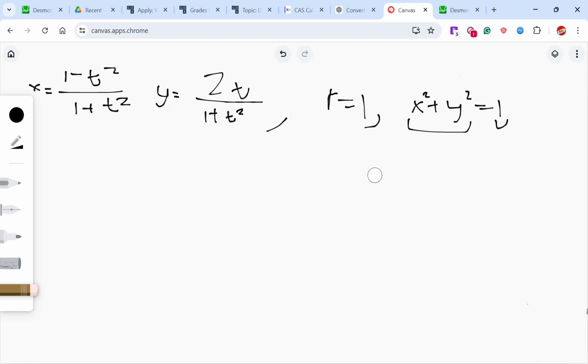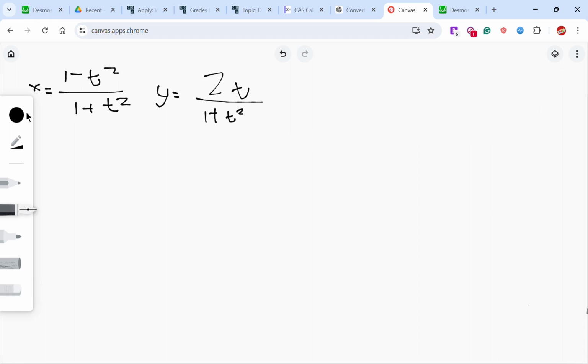Now let's look at this equation right here. Let me erase all this to make space for this one, so we can focus. My plan is to isolate t and then plug t from x into y, and then I could use that to find what y is. So we're going to start with x, multiply both sides by 1 plus t squared, x times 1 plus t squared, and that equals 1 minus t squared.